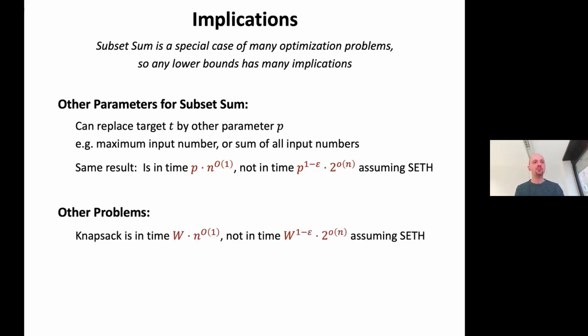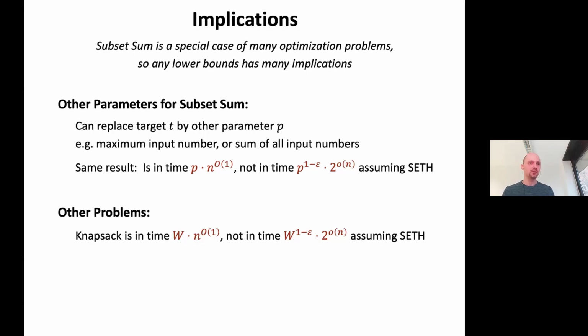And similar things happen if you go to other problems, like knapsack problems. Knapsack is a generalization of subset sum, in the sense that there is a very simple reduction from subset sum to knapsack, which replaces the target number as a parameter by the weight budget W as a parameter. And in the reduction, they just turn out to be the same. So W is set to be equal to t in the reduction.